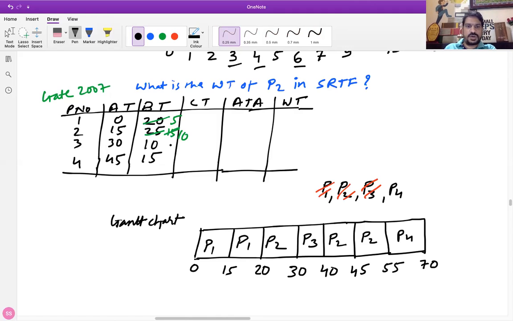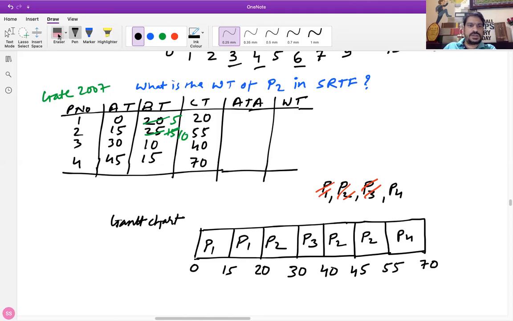Now, what was the question? The question was, what is the waiting time of P2 in shortest remaining time first? We have to find out the waiting time of process 2. For that, we have to fill up these two columns one by one. Let's go to the completion time. For P1, the completion time is 20. For P2, completion time is 55. For P3, completion time is 40. For P4, completion time is 70.